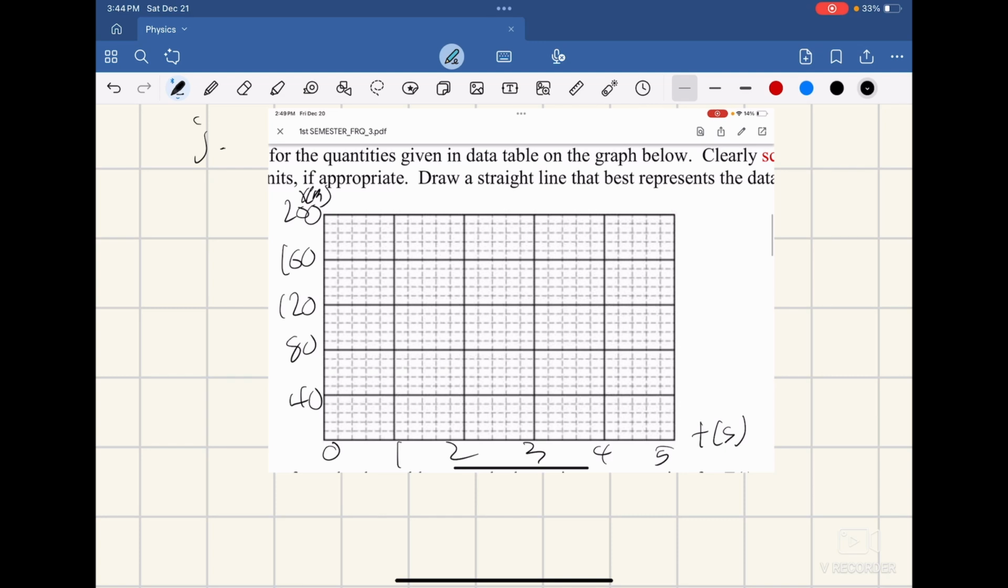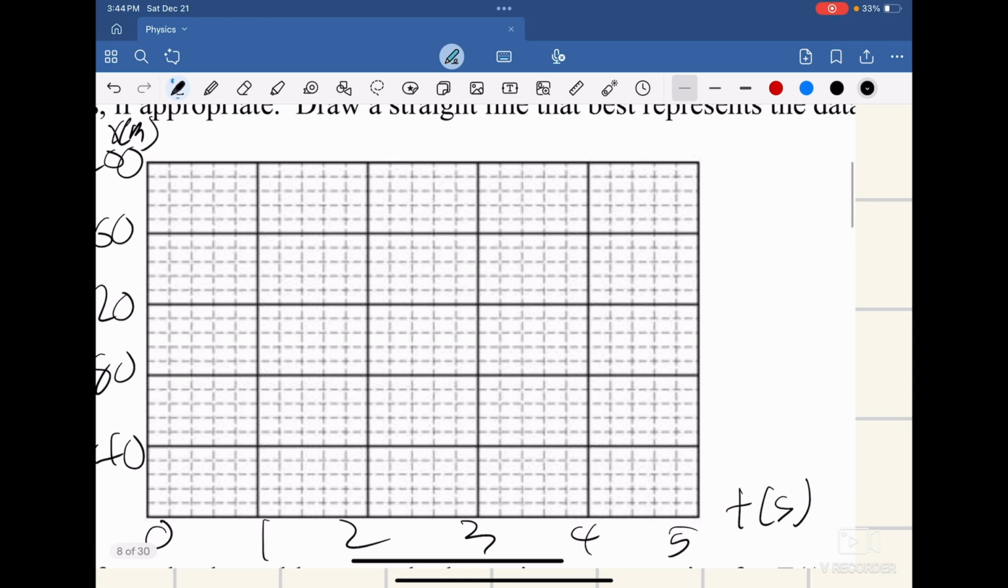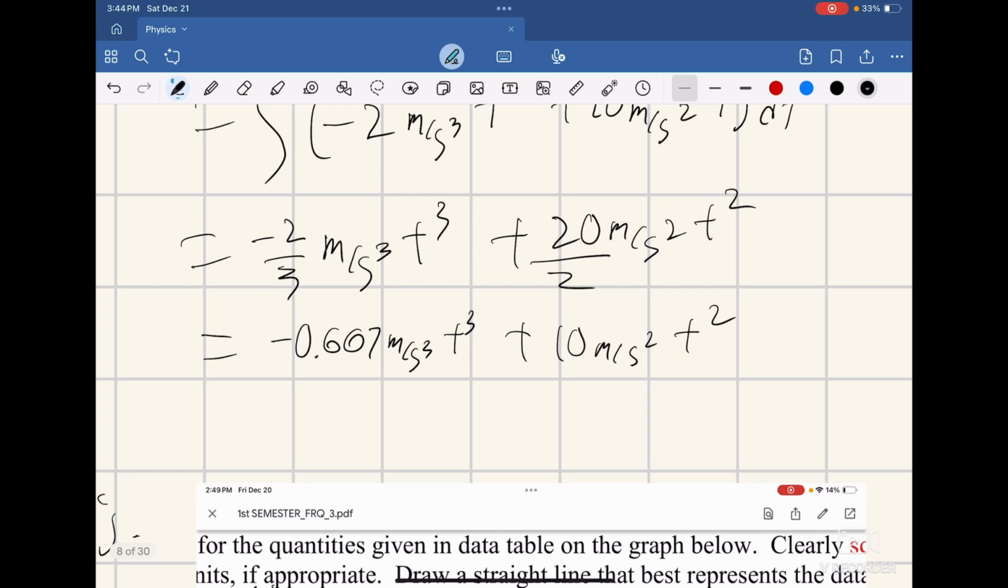Alright, so let's first sketch the position-time graph. At 0, let me just use a calculator real quick. Using this formula, negative 0.6777 x to the third plus 10 x squared, with x being time in the calculator. We're going to use a second table or second graph.